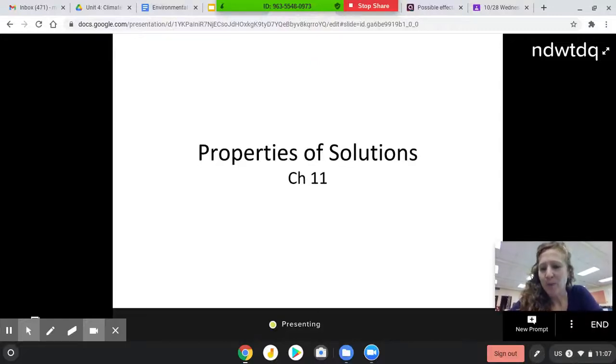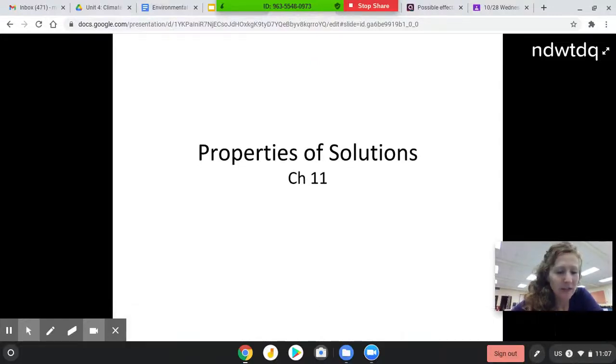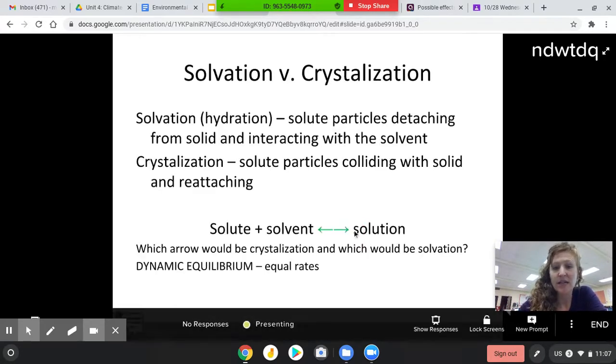All right, so we just finished chapter 4. We are now talking about chapter 11, and chapter 11 is all about the properties of solutions. So chapter 4 is all about kind of the math or the composition of solutions. So now we get into properties, like what do solutions do? What kind of things do we find inside solutions?